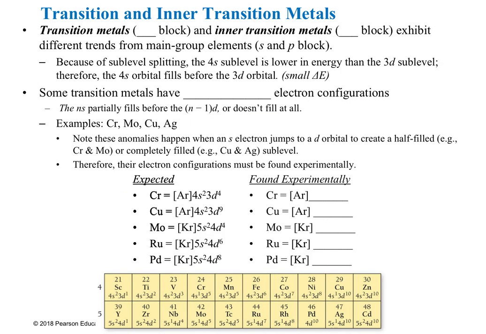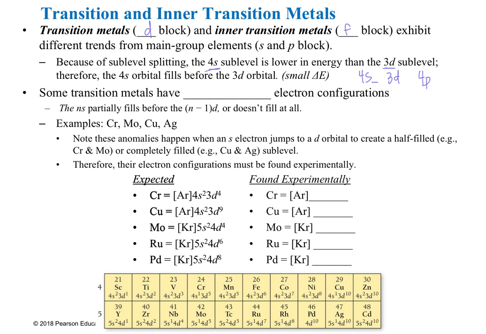Now we are going to talk about the transition and inner transition metals. This is the D block and the F block. They don't follow the same kind of nice trends that our main group elements do. And so we'll see a little bit of weirdness, right? We already talked about the 3d showing up as a higher energy than the 4s, right? So we have 4s electron and then 3d, and then we go to 4p.